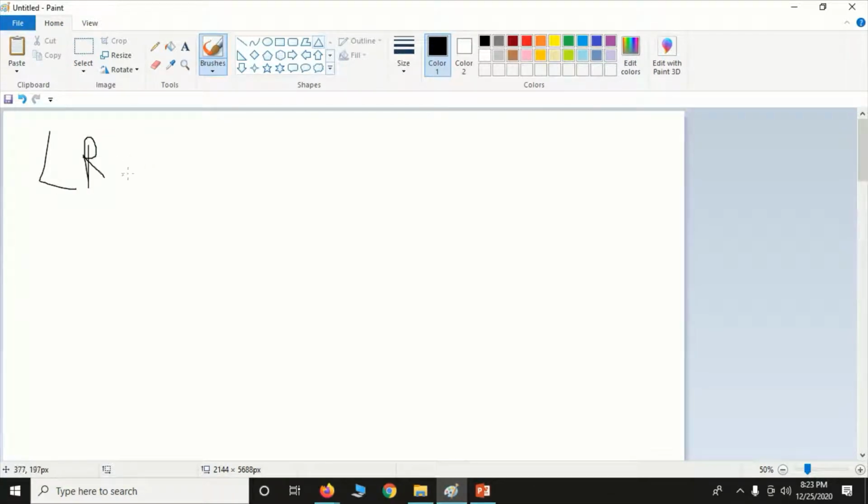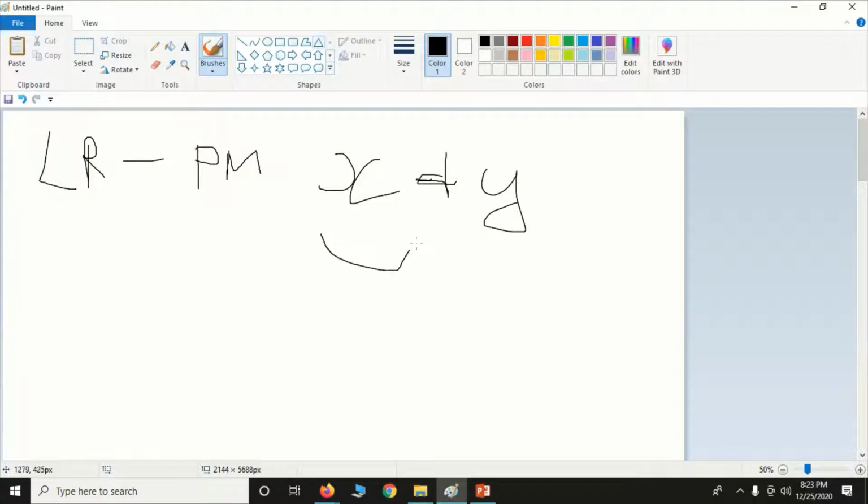Let's see what is linear regression. Linear regression is a predictive modeling method. It predicts values from a given value. It gives the relationship between X and Y. That is called linear regression. It gives the exact linear relationship between X and Y.